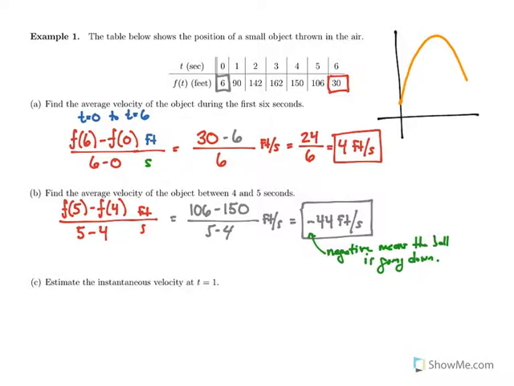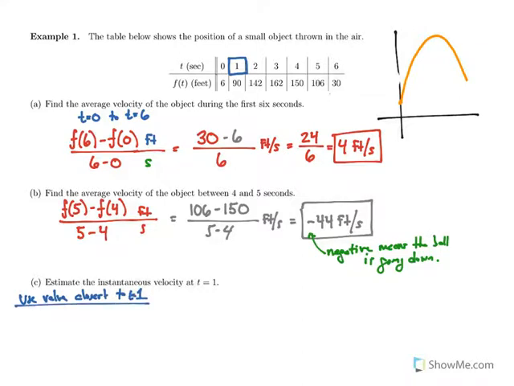All right, now let's look at estimating the instantaneous velocity at t equals 1. So we want to find what is the speed at t equals 1. Since we only have limited information here, the best we can do is to estimate it using the value closest to t equals 1.